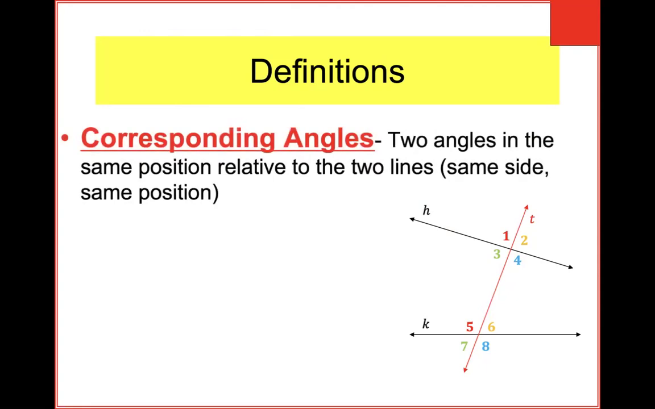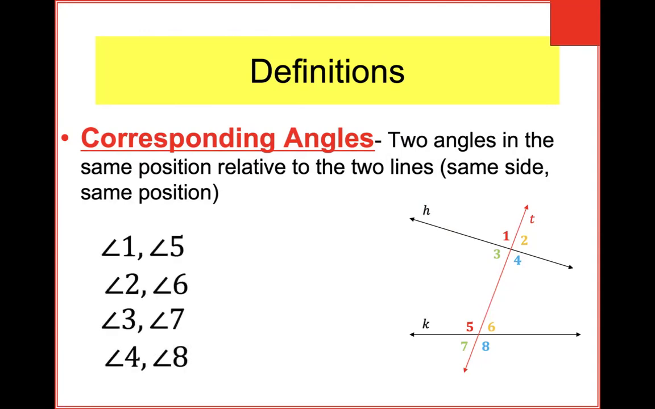We're going to call those angles corresponding angles. Those are 2 angles in the same position relative to the 2 lines. So same side, same position, I like to say. There are 4 pairs of these. Each one are corresponding angles: 1 and 5, 2 and 6, 3 and 7, 4 and 8.